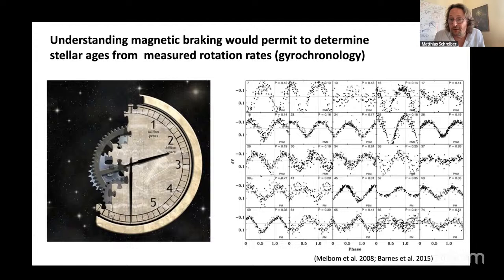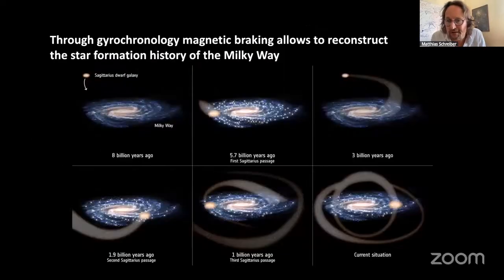Why is it important to know stellar ages? For example, to reconstruct the star formation history of the Milky Way. And this has been done with gyrochronology. By measuring the ages of different groups of stars, you can reconstruct the star formation history, and it has been found that especially when the Sagittarius dwarf galaxy is crossing through the Milky Way, we have bursts of star formation in the Milky Way, like 6 billion years ago, 2 and 1 billion years ago. So it's clearly a powerful tool, understanding how stars rotate slower over time.